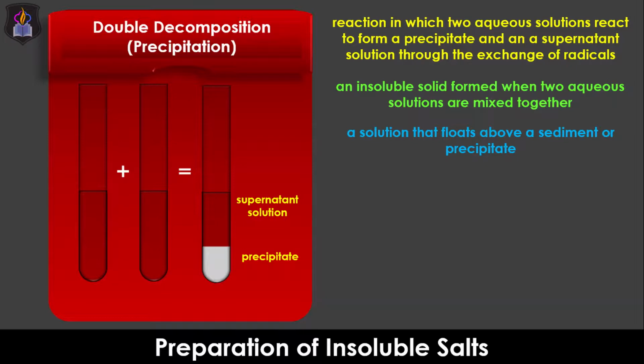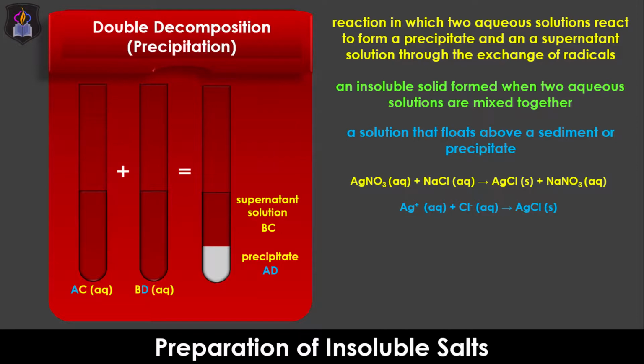In the preparation of insoluble salts by precipitation, usually two soluble salts are used, with each of them containing the desired radicals of the insoluble salt to be prepared. While one contains the positive radical, the other will contain the negative radical. For example, in the preparation of silver chloride, aqueous solutions of silver nitrate and sodium chloride are reacted together. These salts react to form the silver chloride precipitate and a supernatant solution of sodium nitrate. Of the two reacting salts, the silver nitrate provides the silver radical, while the sodium chloride provides the chloride radical.